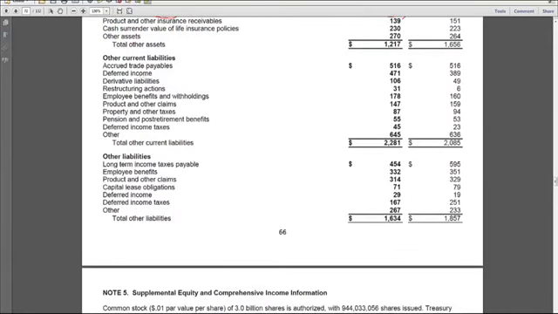And current liabilities, now there's deferred income and deferred income taxes. Deferred income taxes is what we're looking for. This deferred income is like an unearned revenue account, so this is a liability to deliver future goods or services. The current liability for deferred income taxes is about $45 million. Other liabilities, it's the same thing. There's deferred income, but what we're looking for is deferred income taxes, and that's $167 million.